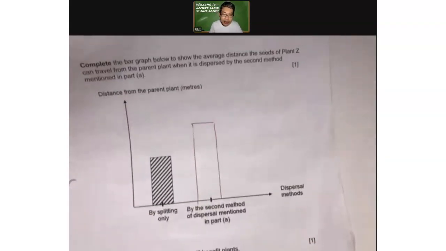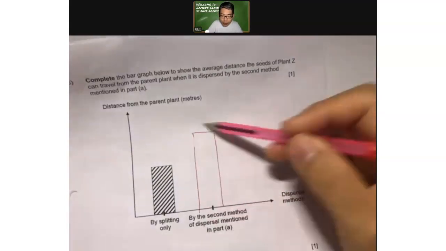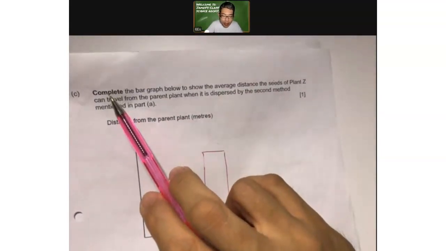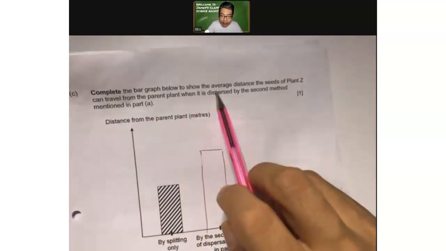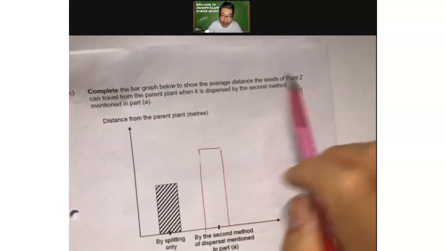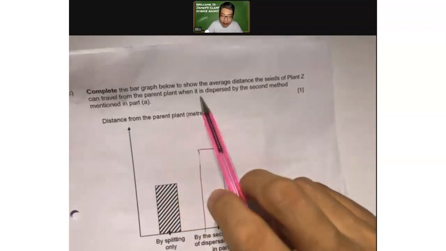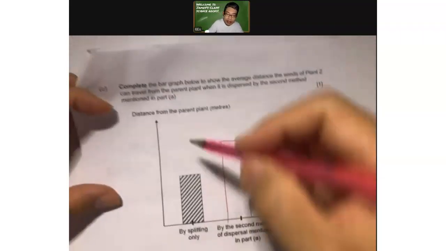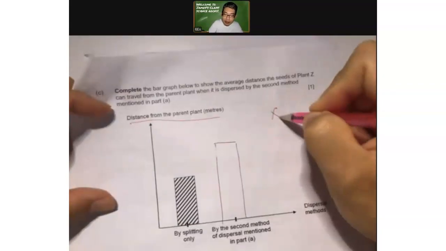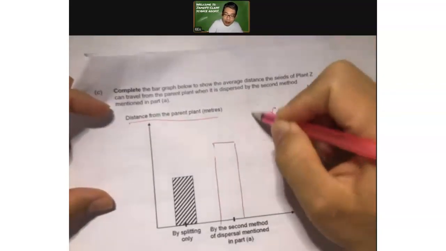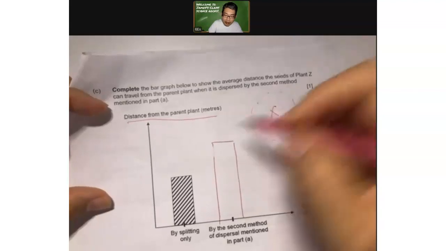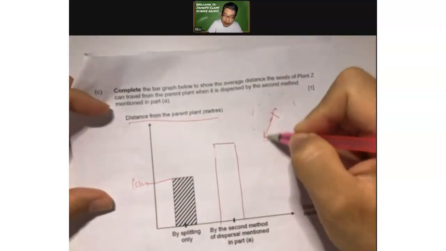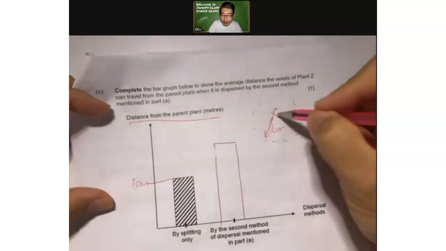Next one. Now, this part, many of you forgot to do this. We already bolded the question words here. Complete the bar graph to show the average distance seed of plant Z can travel from the parent plant when it's dispersed by the second method. So if by splitting only, the distance from the parent plant, it's just around the parent plant. Here, this distance. Let's say this is 10 meters. This will be 10 meters away from the parent plant.